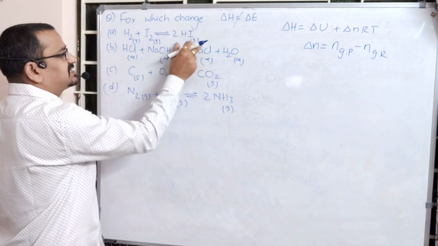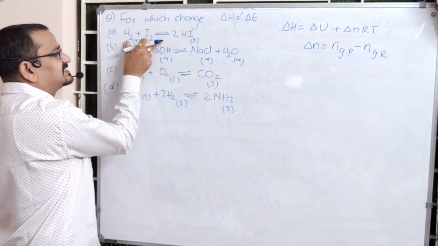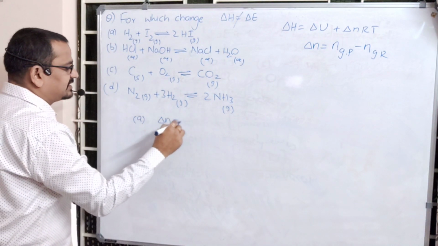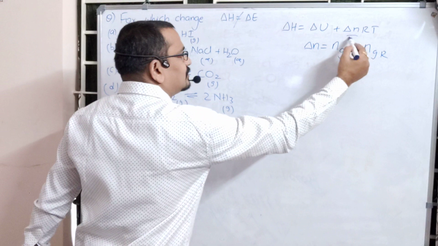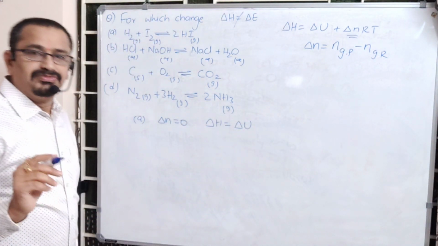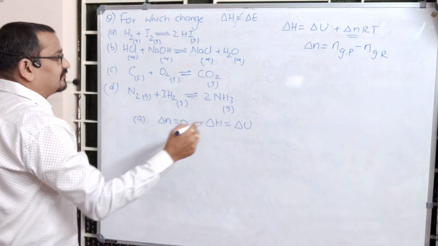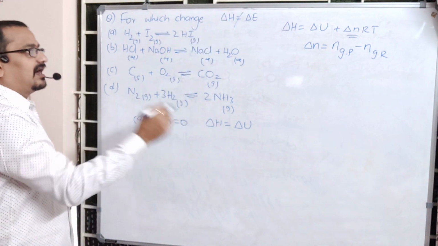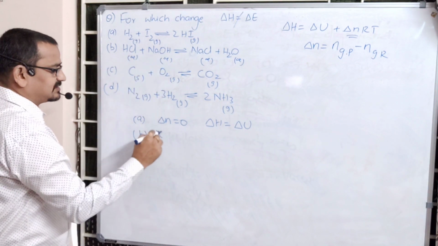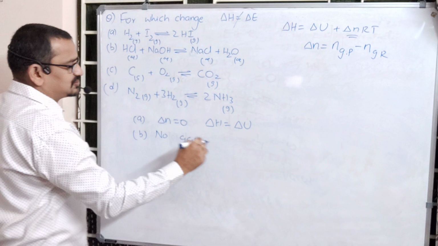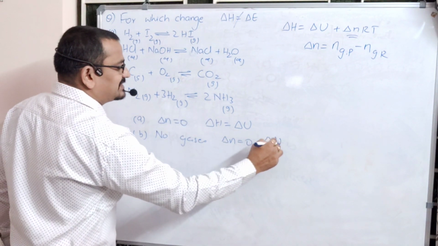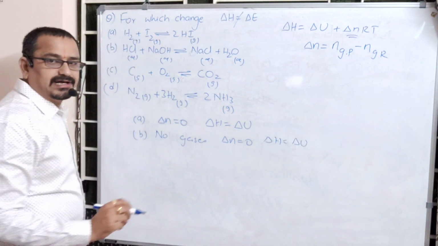As gaseous products are 2 and gaseous reactants are 2, for the first equation delta n is 0. When delta n is 0, delta H is equal to delta U. Enthalpy change is equal to internal energy change. So the first option is not an answer for the given question. In the second option, there are no gases. So obviously we can say delta n is 0. When delta n is 0, delta H will be equal to delta U.